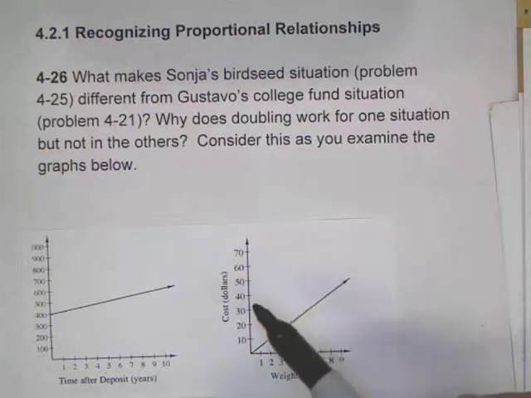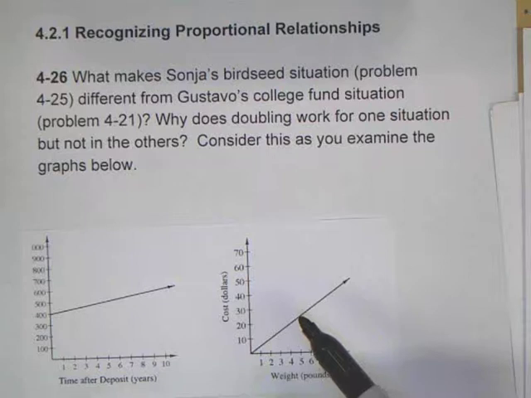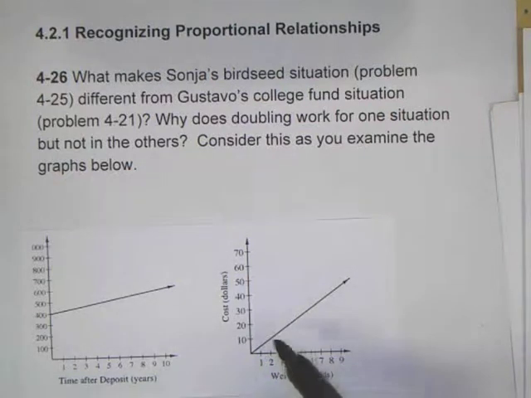And you can identify this relationship. It can be identified from a table, a graph, or an equation. So let's look at two different examples. This was an example from the textbook. This is problem 426, and it refers back to the Sonia birdseed problem.